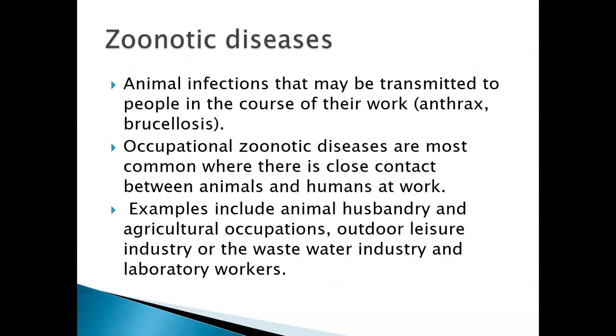Zoonotic diseases, as I mentioned before, are diseases transmitted from animals to humans. So animal infection that may be transmitted to people in the course of their work. Anthrax, brucellosis, which you can get from animals such as cattle, right? Cows and whatever have you. Occupational zoonotic diseases are most common where there is close contact between animals and humans at work.